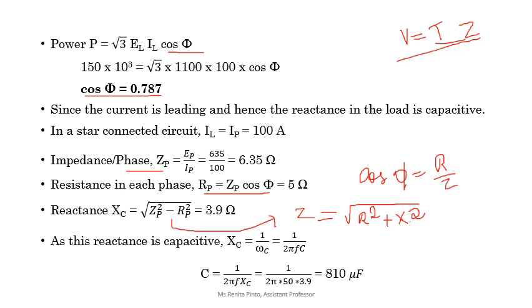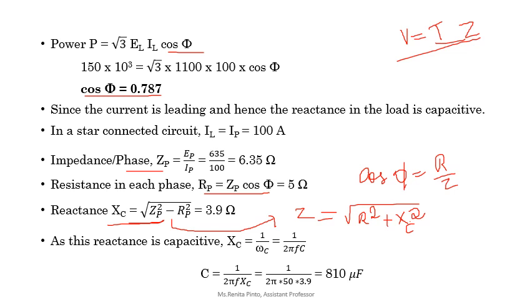So this X square can be an inductive reactance or a capacitive reactance. Since it is a capacitive reactance here, let me write it as Xc square. From this equation, Xc is equal to root of Zp square minus Rp square. Substitute and you will get this answer for the reactance.